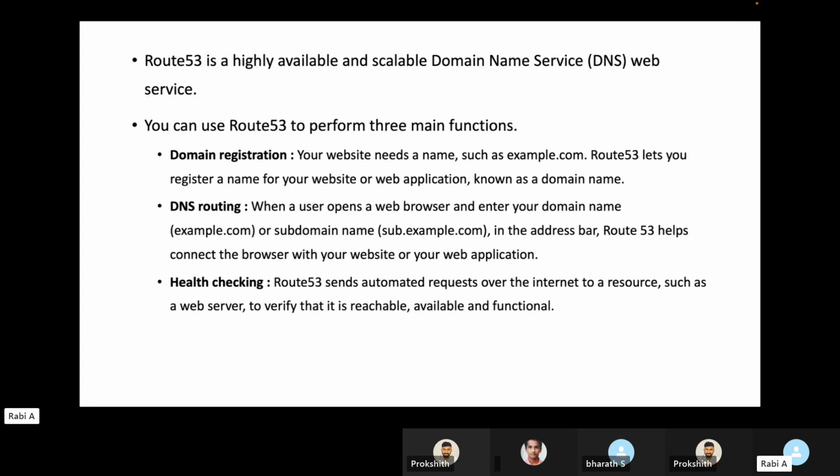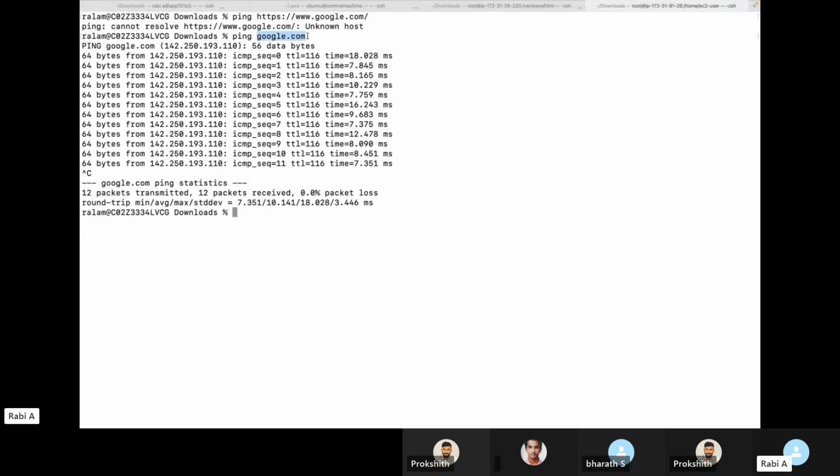Route 53 lets you register a name for your website or web application, known as a domain name. So that's one functionality of Route 53. We can use it to register your domain names. We can also use it for your routing. Once you've registered and got your URL, the next thing is to do the routing, the mapping. That is, if I hit google.com, to which IP address it should go.